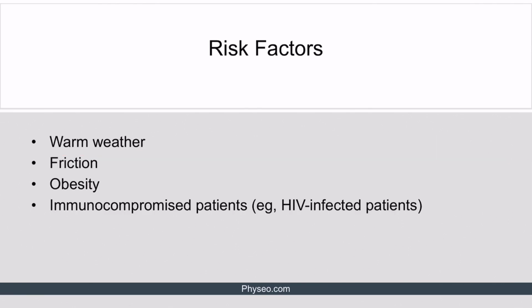Risk factors of Intertrigo include warm weather, friction, and obesity. Immunocompromised patients, for example, HIV-infected patients, are also at risk.